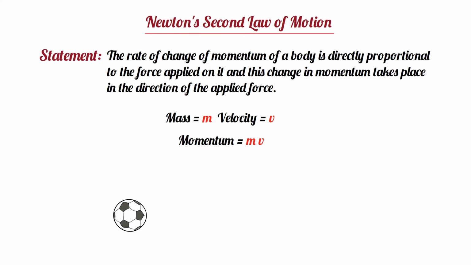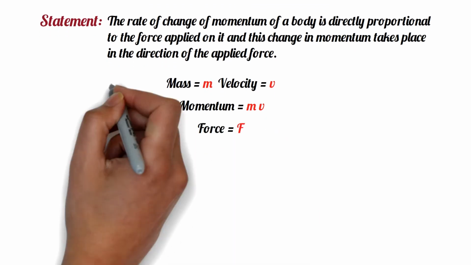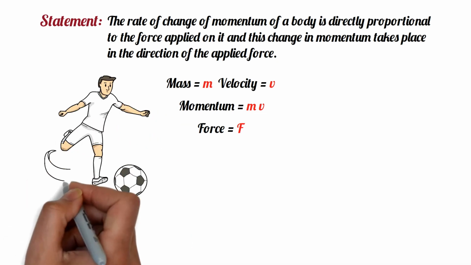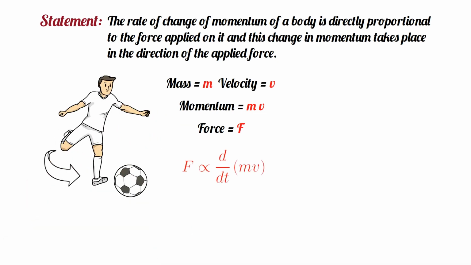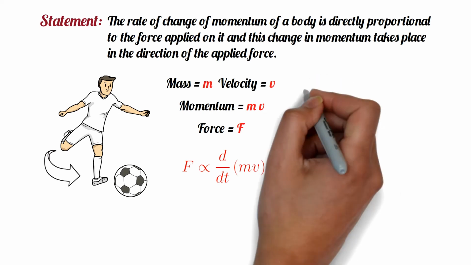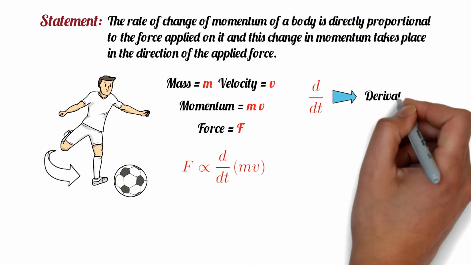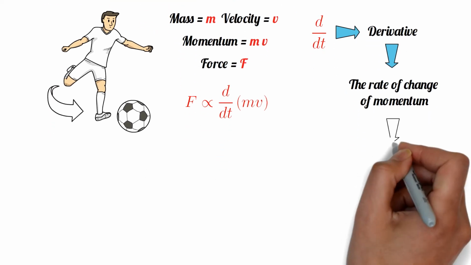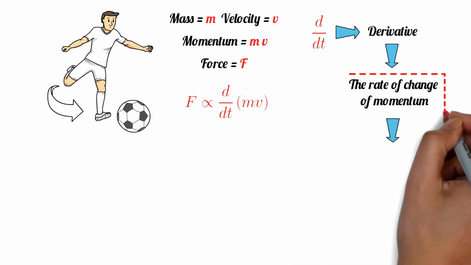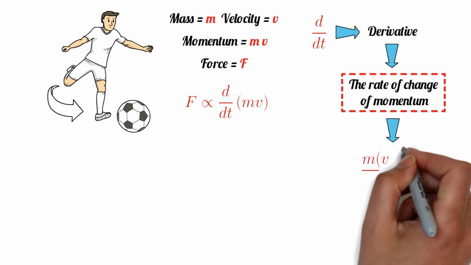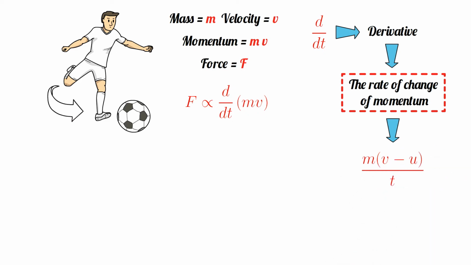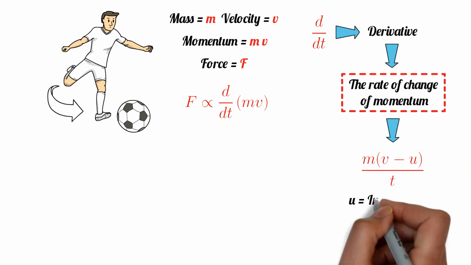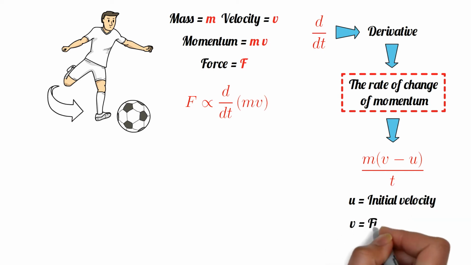According to Newton's second law of motion, if force F is applied to the object, then F is directly proportional to d/dt of mv. Here d/dt is called derivative, which represents the rate of change of momentum. You can also represent the rate of change of momentum as m times (v minus u) divided by t, where u is the initial velocity and v is the final velocity of the object.